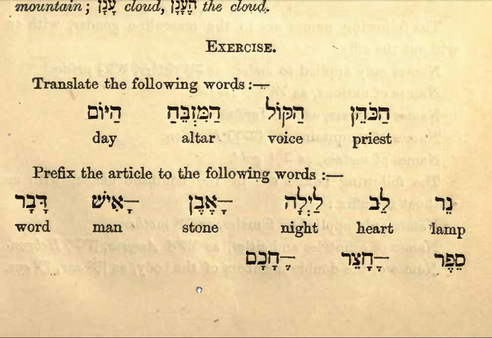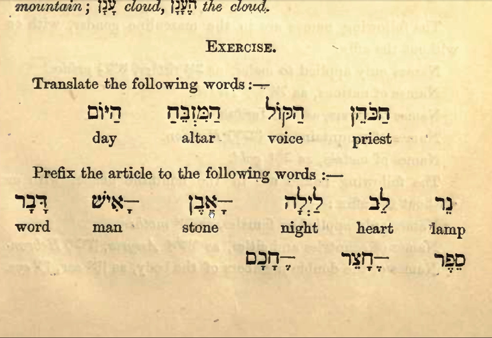Now you have been asked to prefix the article to the following words. So here we have the word ner, which means lamp. And so it becomes han-ner. Here we have the word leb, which means heart. And so it becomes hal-leb. Here we have laila, which means night. And so we have hal-laila.